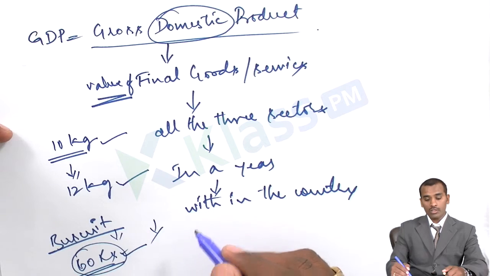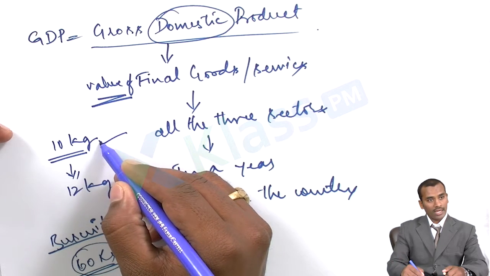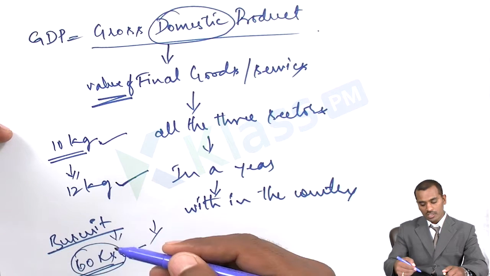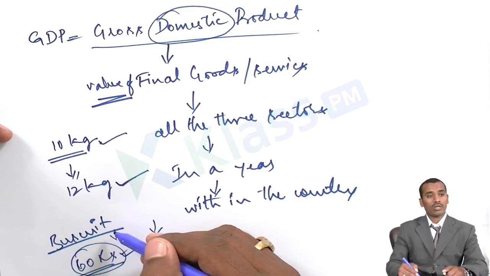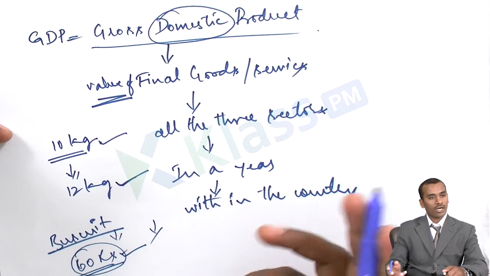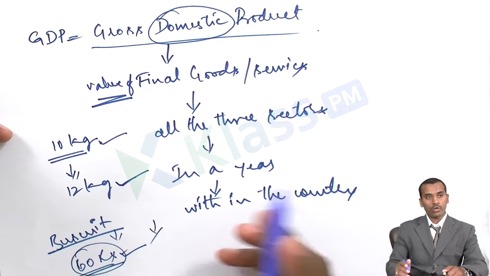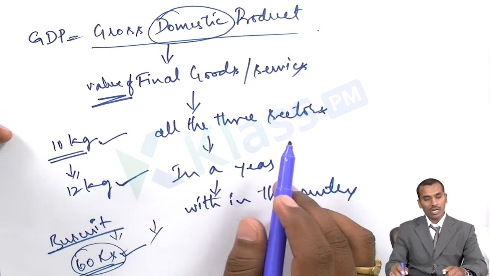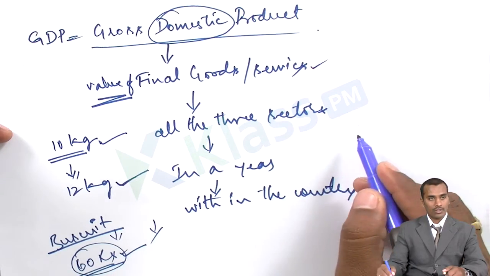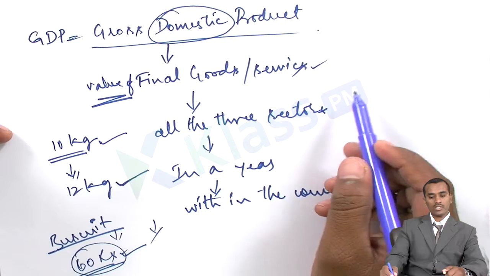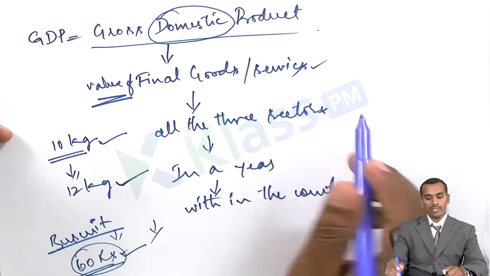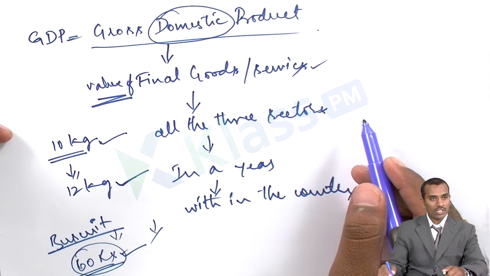Here wheat has undergone changes and been made into flour. Again, flour has undergone changes and been made into biscuit. But the biscuit does not undergo any more changes. It is directly consumed, used by the consumer. So the goods and services which are ready to be used by the consumer are called final goods and services. The value of these final goods and services in all the three sectors in a year within the country, we call that value the GDP, that is, gross domestic product.